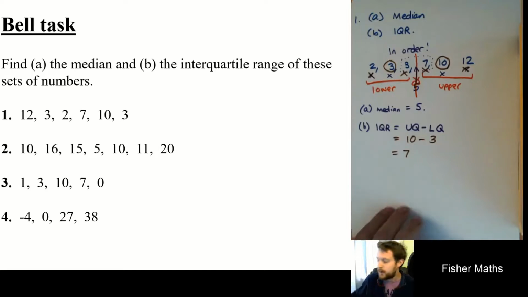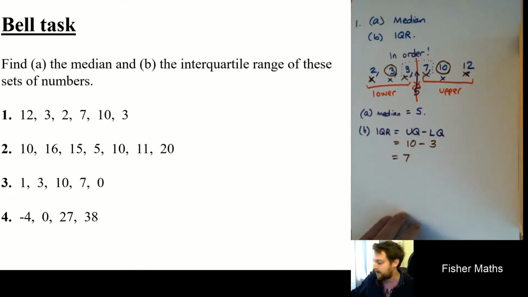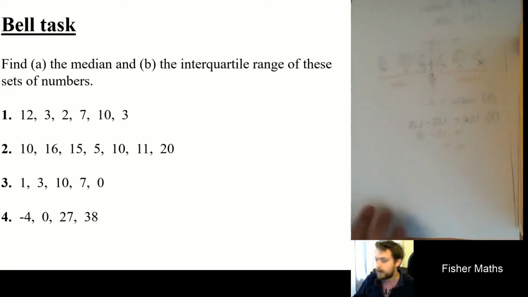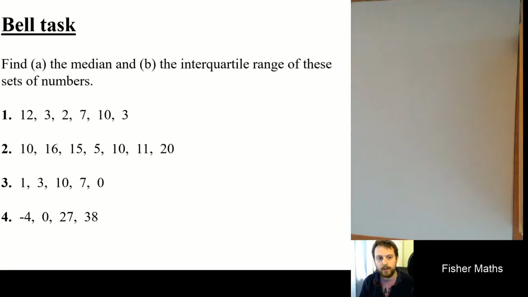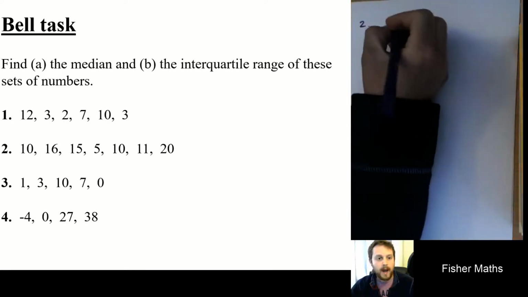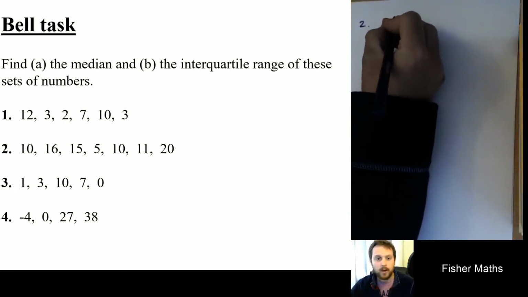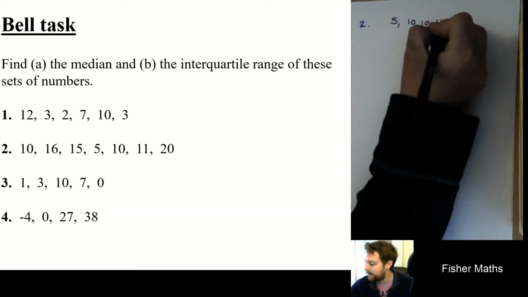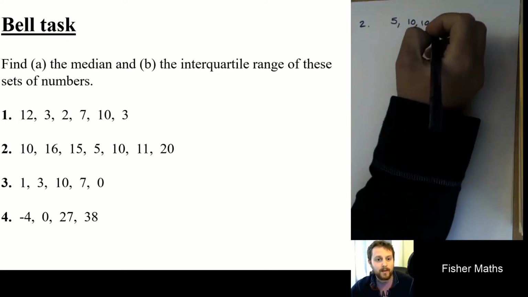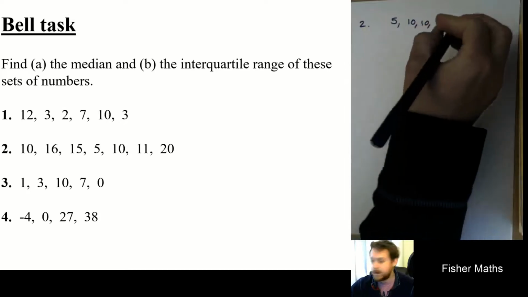Okay, so I'll just quickly run through number 2, 3, and 4. So there we go, that's that one. Might use a new piece of paper because you can see through it. So number 2, we put the numbers in order. So 5, then 10, then 10, then 11, then 15, 16, 20.